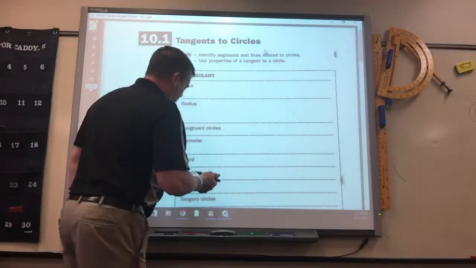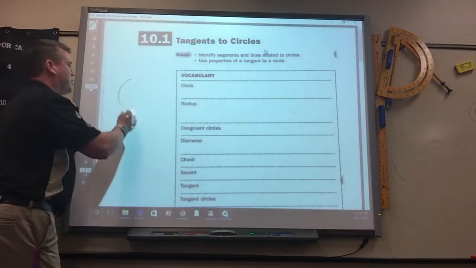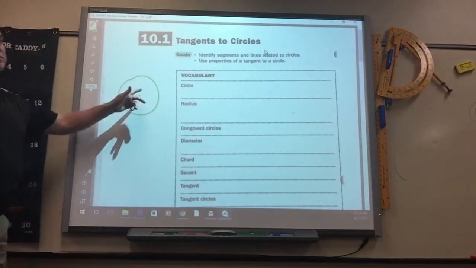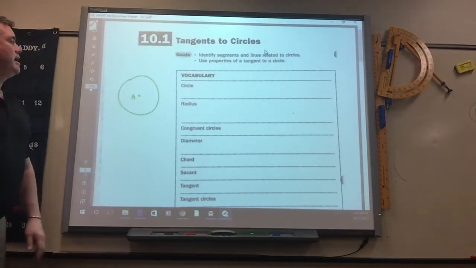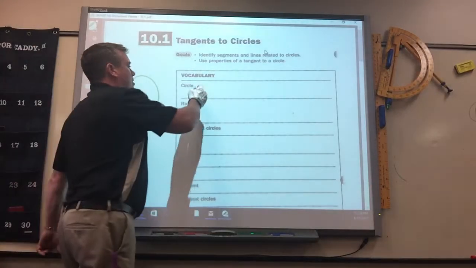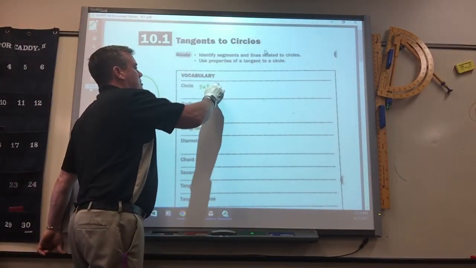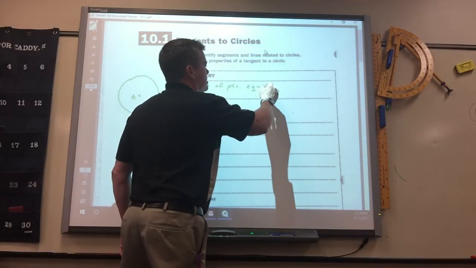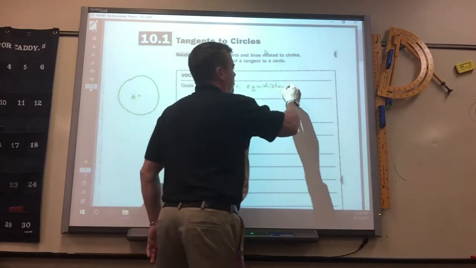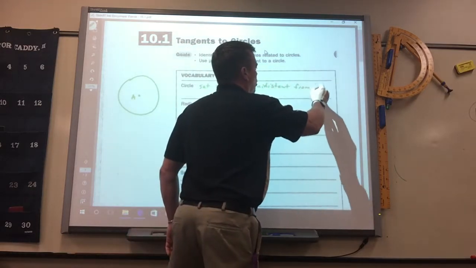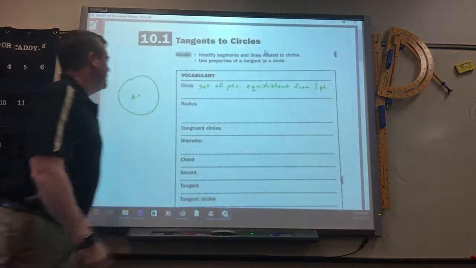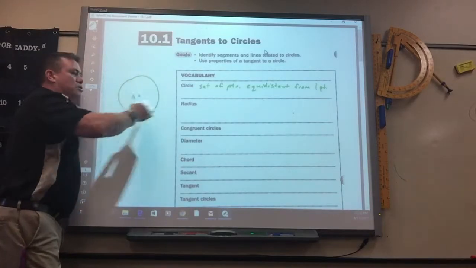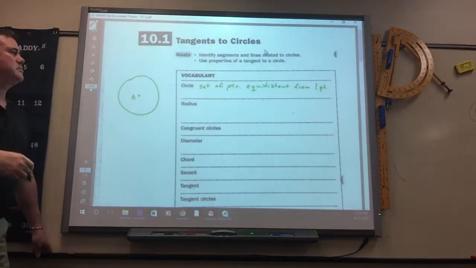So, on a circle, there's a center of a circle. The definition of a circle is the set of points equidistant, I mean the same distance, from one point. So if you measure out the same distance in all directions, it forms a whole bunch of points so close together it forms a circle.